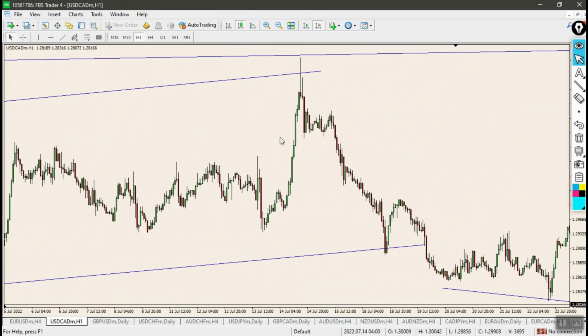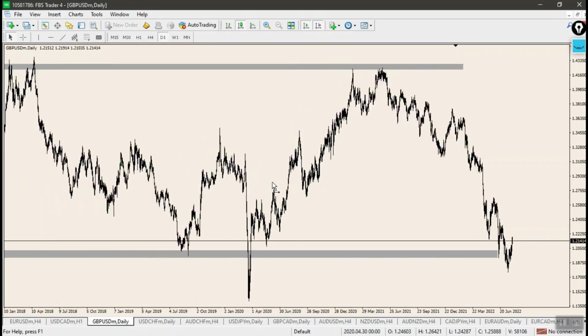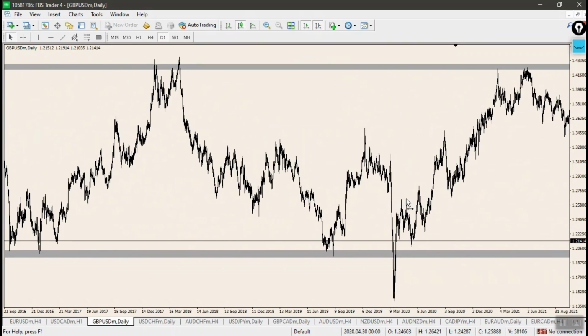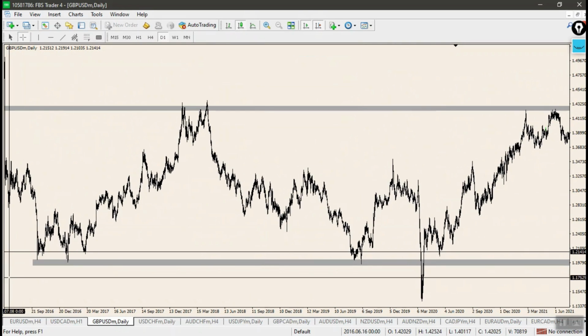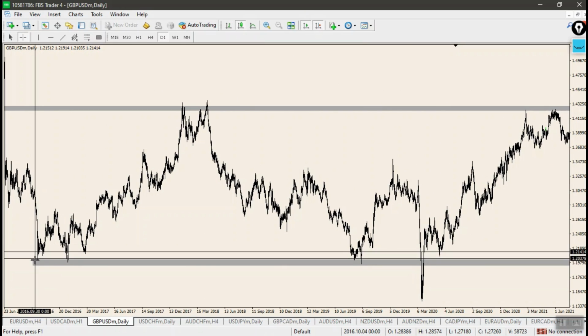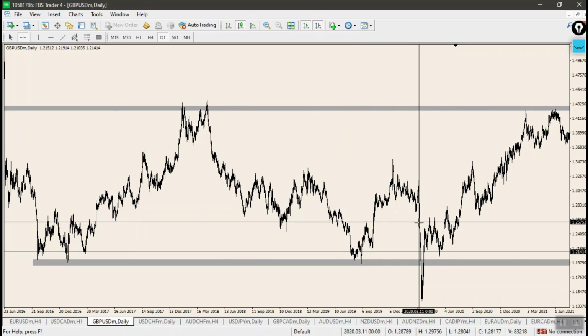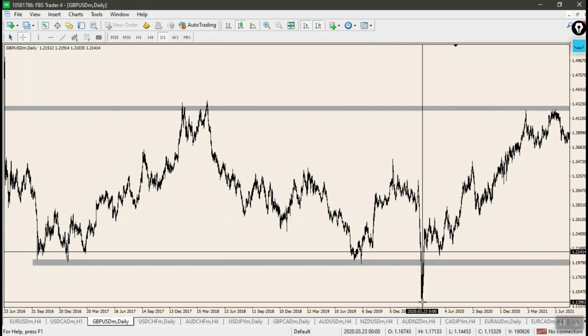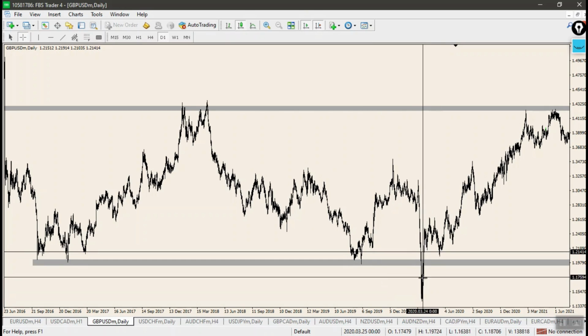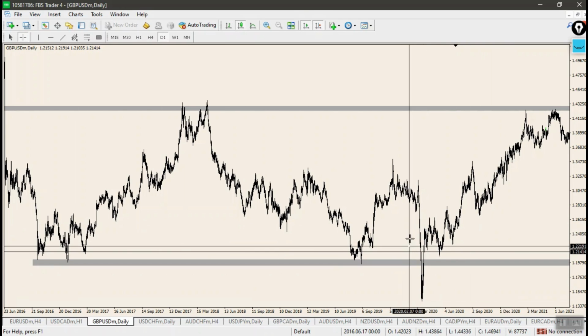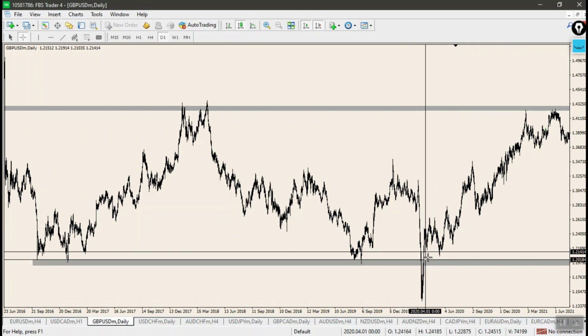Let's move on to the next example, which is GBP USD. On GBP USD we have a very interesting scenario here. We have a zone, as you can see, that has been respected since 2016. Here's the first touch, second touch, third touch, fourth touch. We saw a false breakout around 2020. This was around the beginning of Corona, and the market came back into the structure and respected this zone, right?